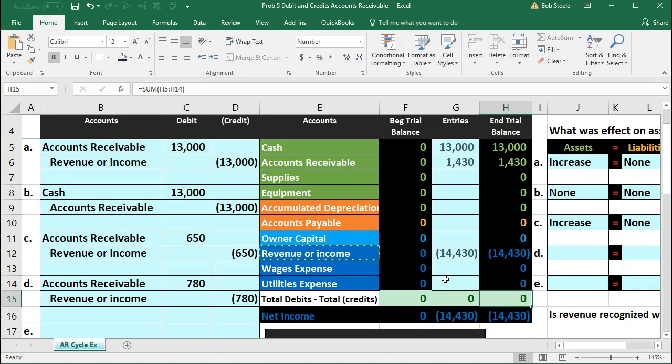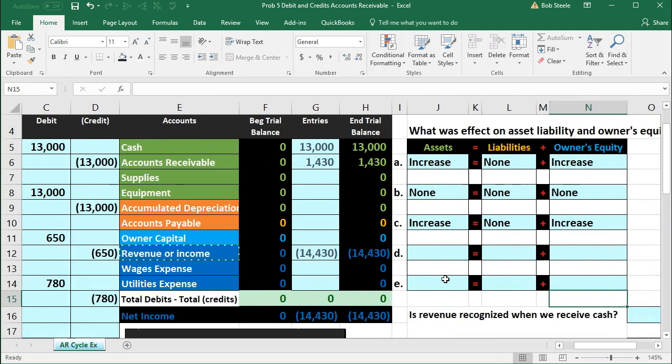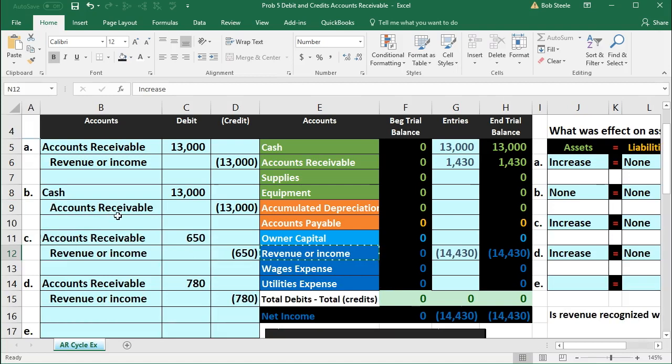We will then take a look at the accounting equation. It's going to be the same transaction here where accounts receivable went up. Accounts receivable is an asset, therefore assets are increasing. Nothing happened to the liabilities, so none. And then we're going to say that equity is increasing. So that's going to be an increase in equity, and that's what we have so far.